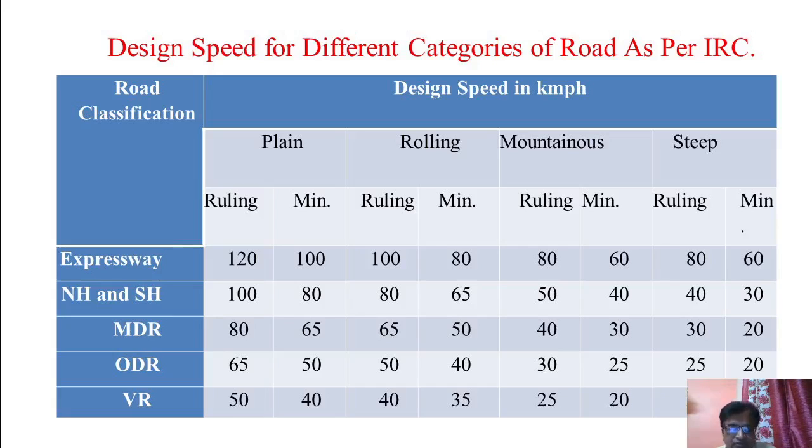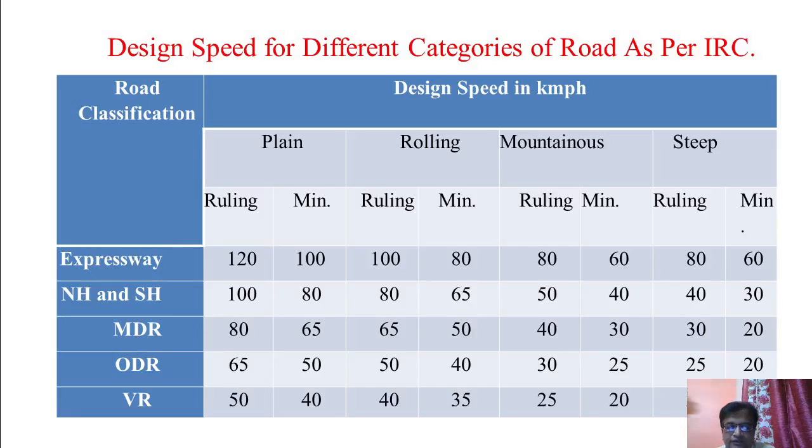So it is the expressways. So minimum is 100, maximum is 120. NH and SH, on a plain terrain, it is 100 kilometer, and the minimum is 80 kmph. MDR 80 and 65, ODR 65 and 50, VR 50 and 40.